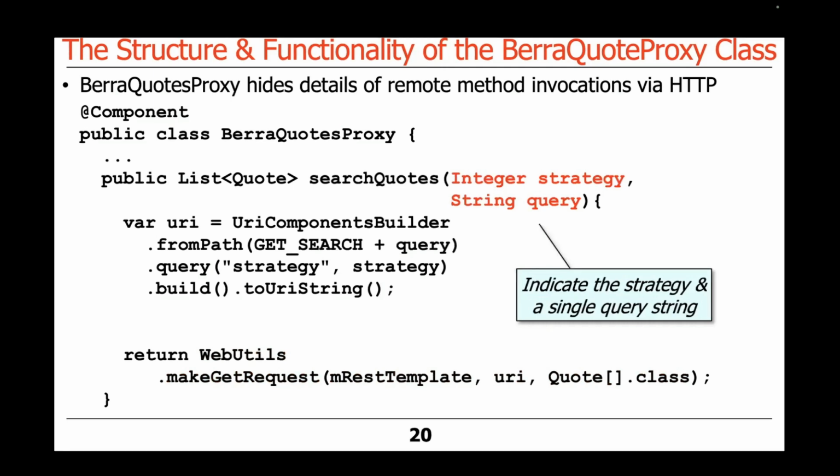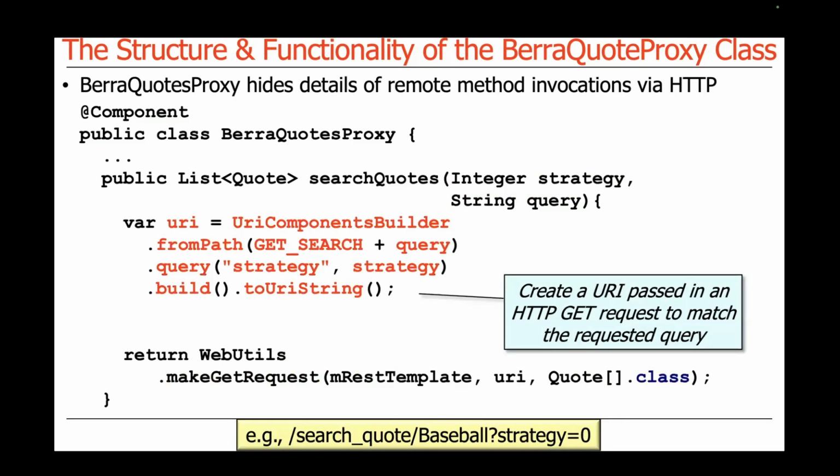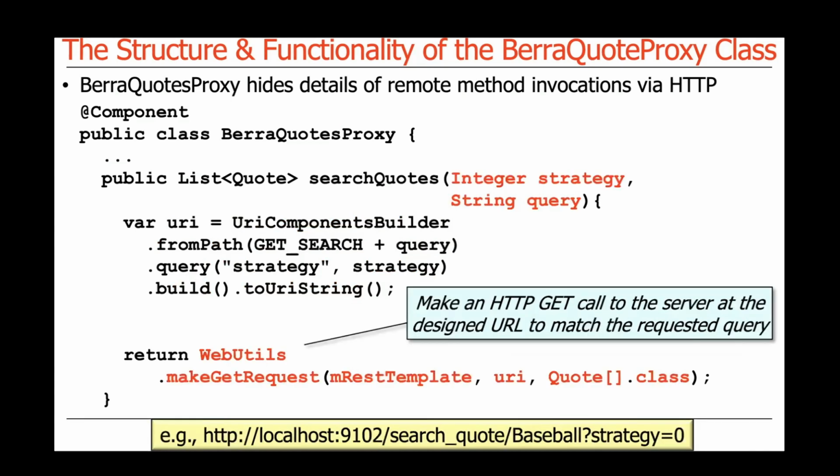Here's searchQuotes, same idea. In this case, we take a single string. We make a URI that encodes things as we see here. So we're going to have the search be search quote / baseball. That's what we're looking for. And then the strategy will be 0. And we'll talk more about how that works when we get into the implementation side later. And we make the request to the server, and it goes and makes the call on the appropriate implementation strategy, searching for baseball.